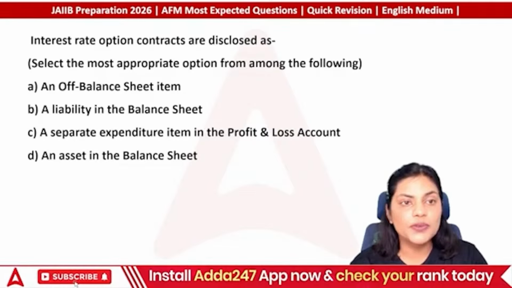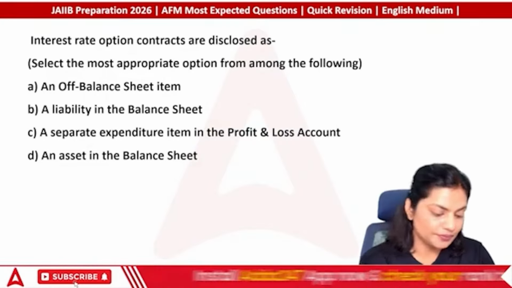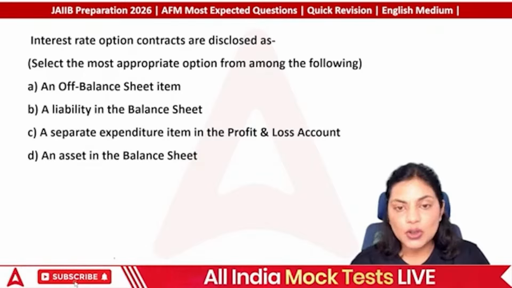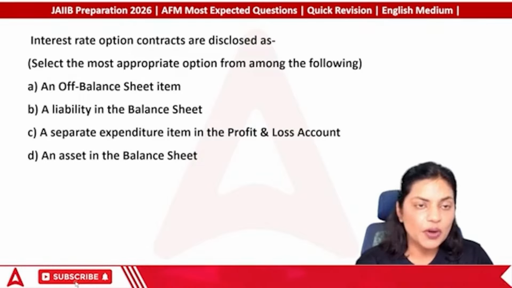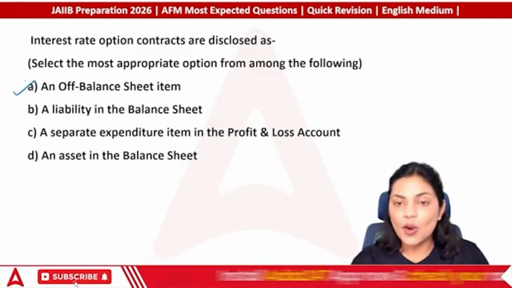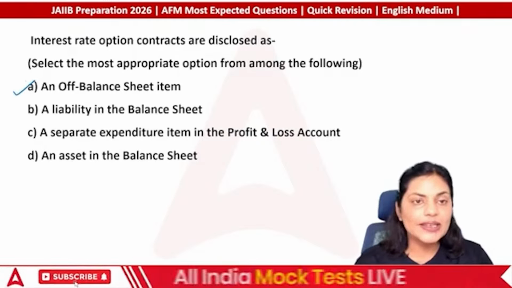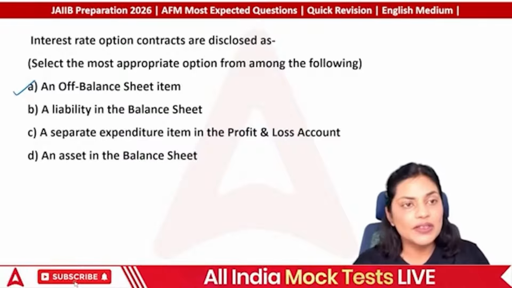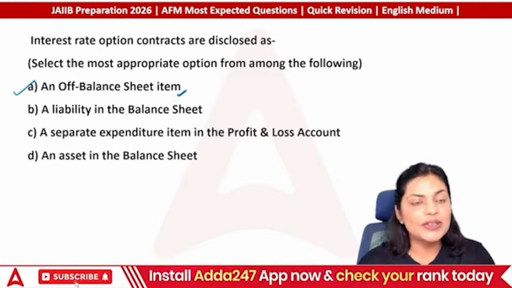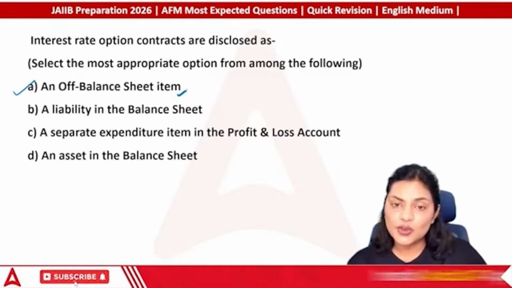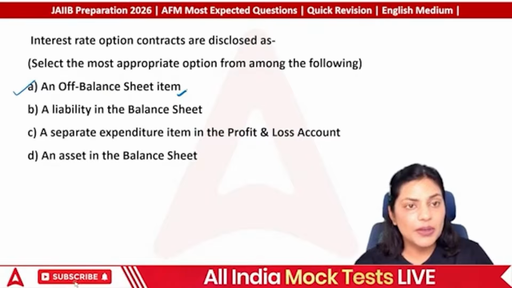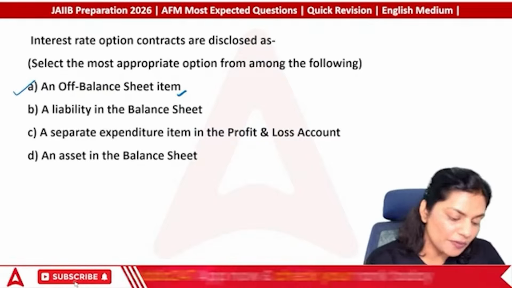Interest rate option contracts are disclosed as, or see, they will be disclosed as an off balance sheet item, right? They're not the balance sheet based item. Derivatives are reported under off balance sheet item. Interest rate option contracts are such contracts where the appearance or disclosure would be done in off balance sheet.